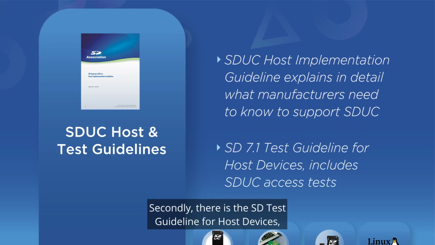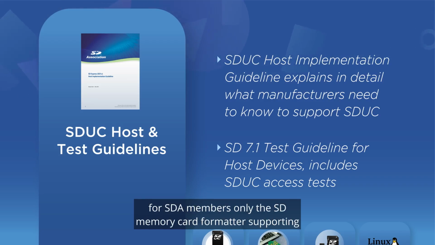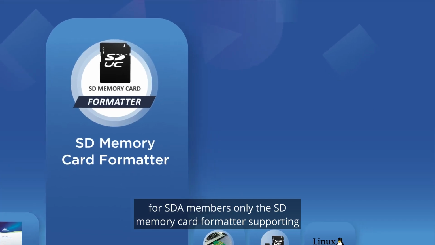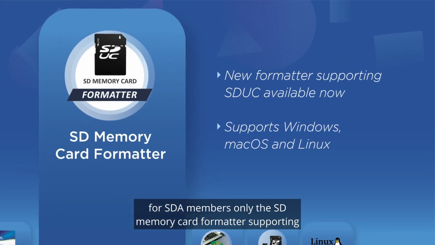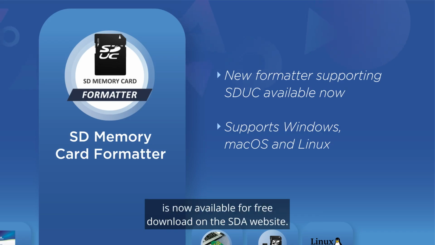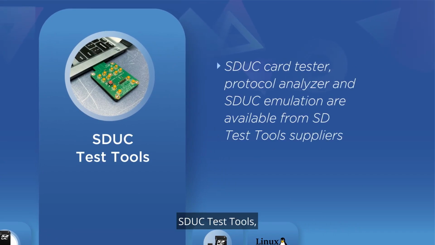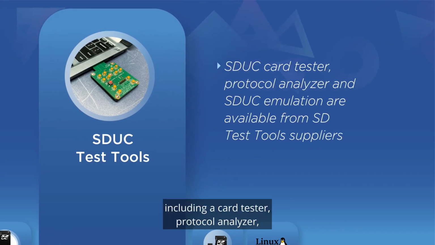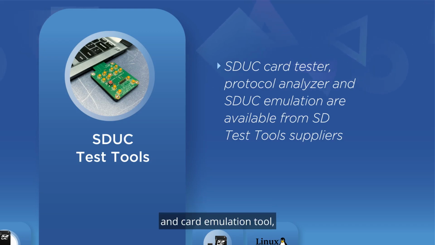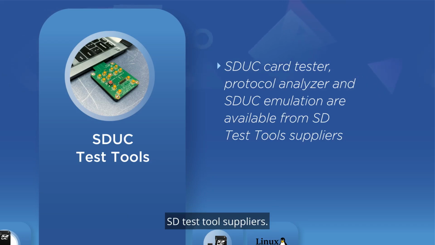Secondly, there is the SD Test Guideline for Host Devices, version 7.1, which is a test guideline document available for SDA members only. The SD memory card formatter supporting all memory cards, including SDUC, for Windows, macOS, Linux, is now available for free download on the SDA website. SDUC test tools, including a card tester, protocol analyzer, and card emulation tool, are available for purchase from major SD test tool suppliers.